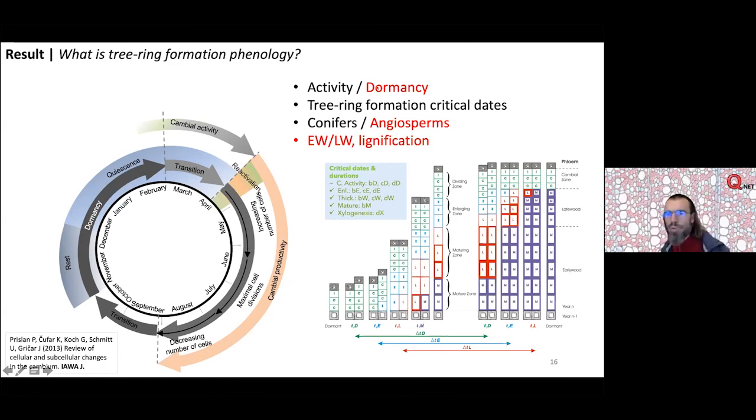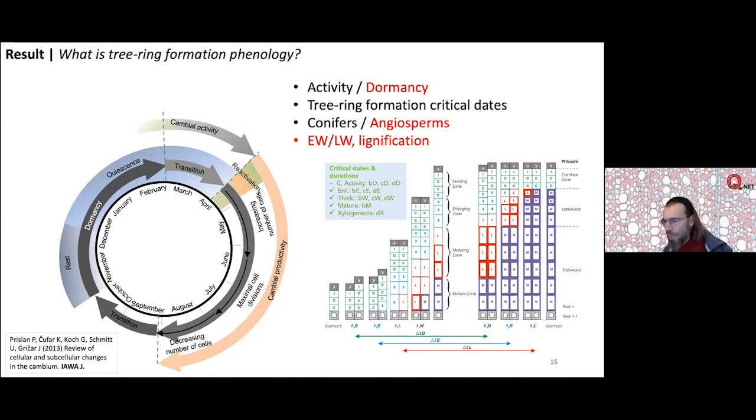And by the way, I just highlight that we are working a lot on activity, but there is not so much on dormancy, and you can see that things happen even during winter. But this is difficult with the usual microscope.